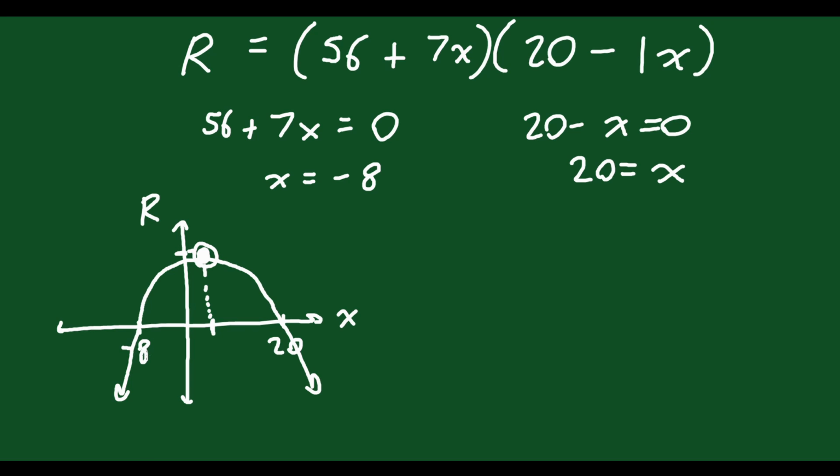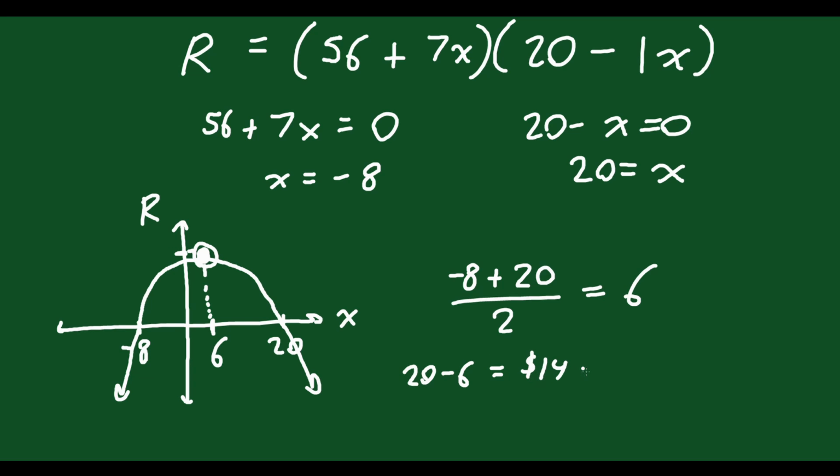Well, it's exactly halfway between your roots. So all you have to do is -8 plus 20 divided by 2. That's 12 divided by 2, that's equal to 6. So 6 is where the vertex is. So 6 is your answer, right? 6 decreases of $1. So if you do 20 minus 6, that's equal to $14. So $14 is the price that they should charge in order to maximize their revenues.